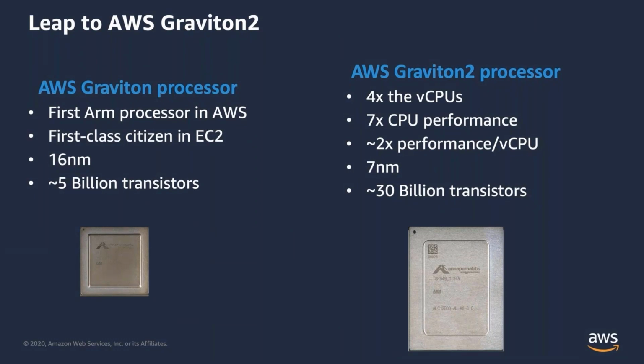The Graviton2 is a leap forward compared to the first generation of Graviton processor we released last year. Our first generation was based on a 16 nanometer process. The new one is based on a 7 nanometer process, and we moved from 5 billion transistors on the chip to 30 billion. Doing that, we've reached 4 times more vCPU per instance and up to 7 times more CPU performance compared to the previous generation.